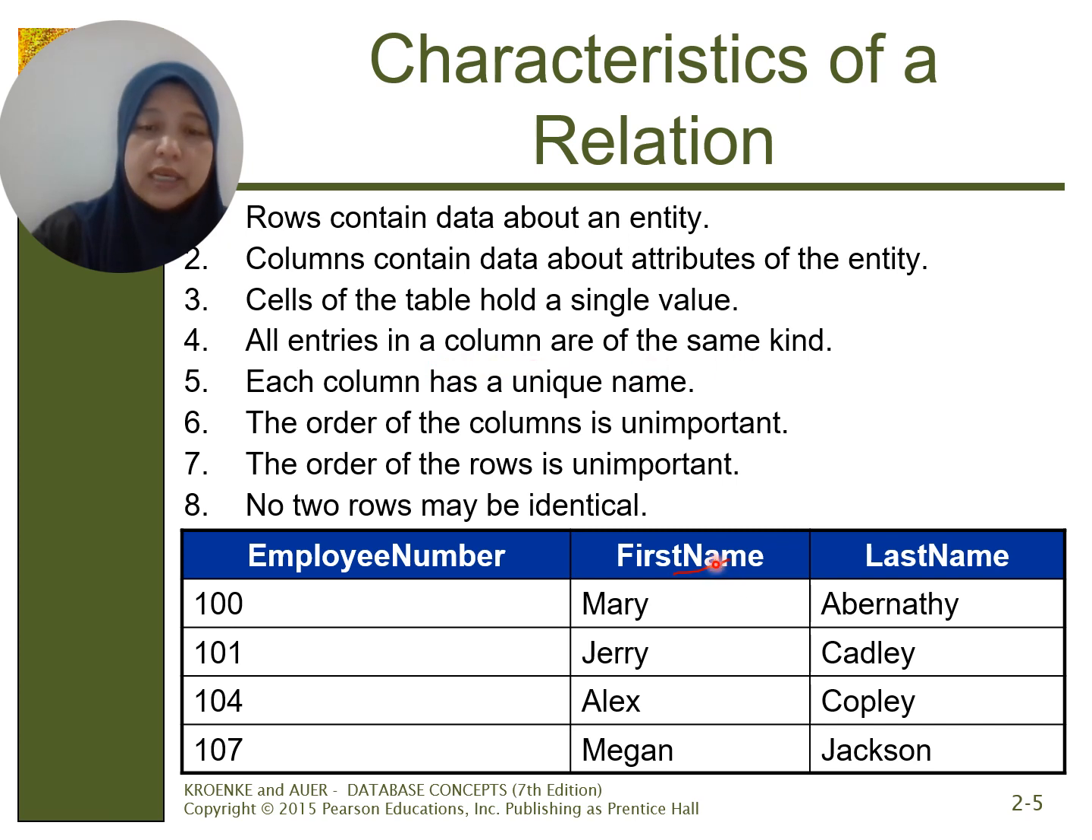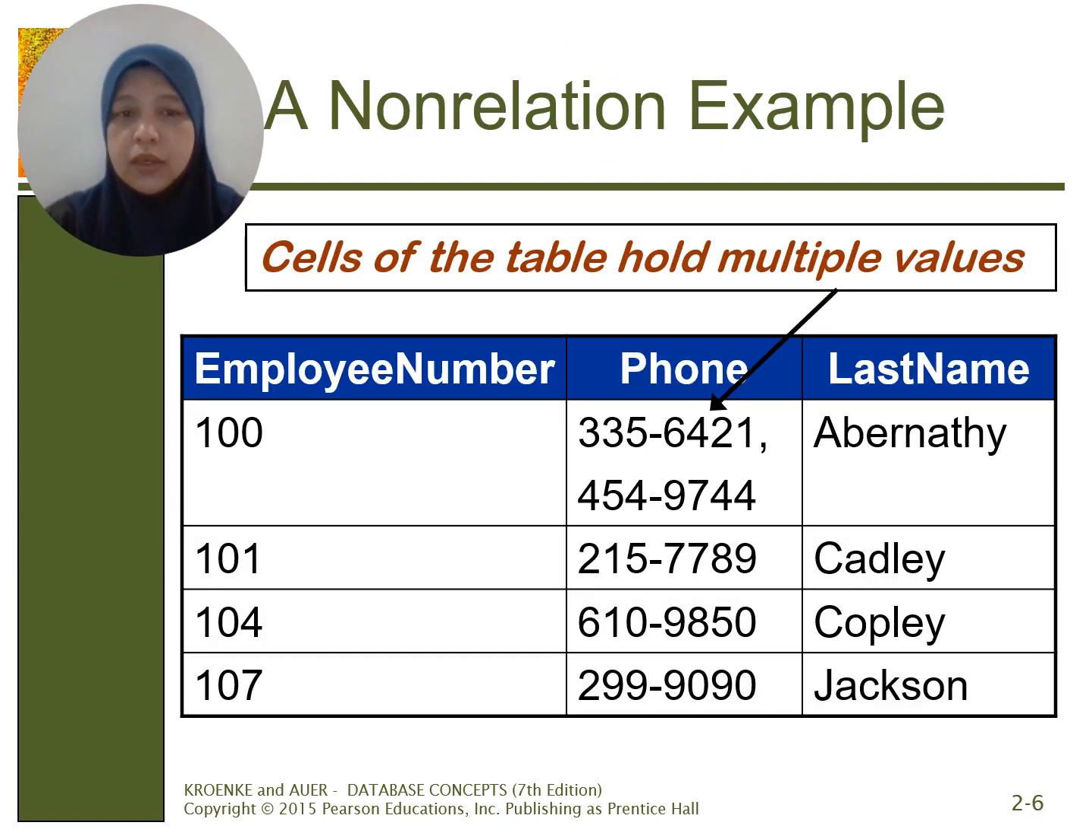So you have first name. This column should contain names only. Okay. All right. A non-relation example. It means a table that is not properly designed and created. For example, cells of the table hold multiple values. For this phone, you have two values, for this particular cell. So you remember the characteristics of a relation: one cell can only contain a single value.